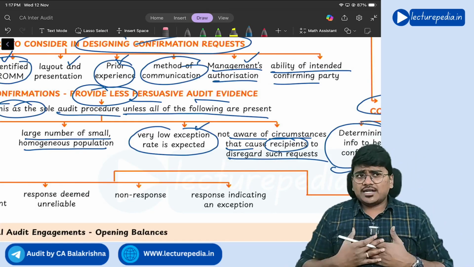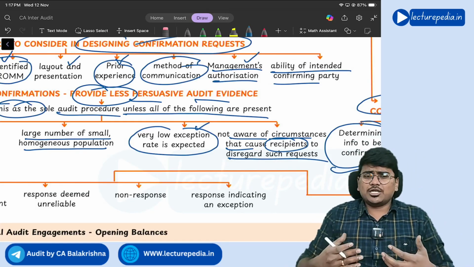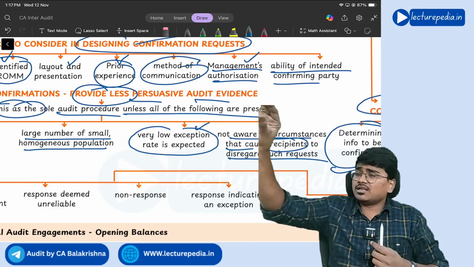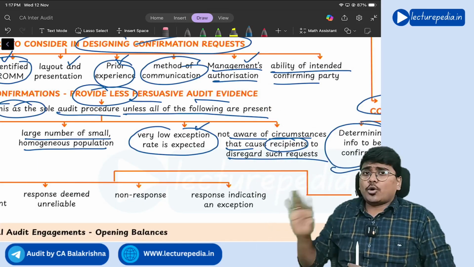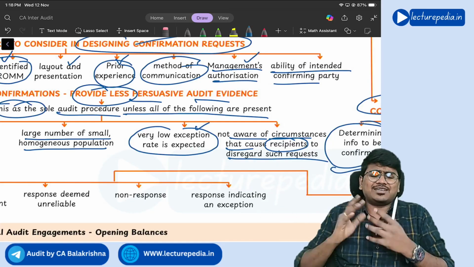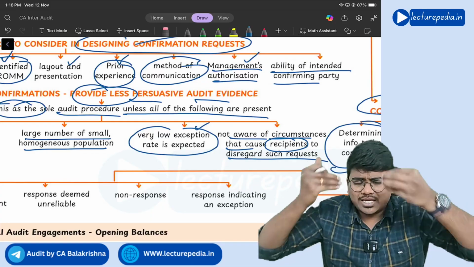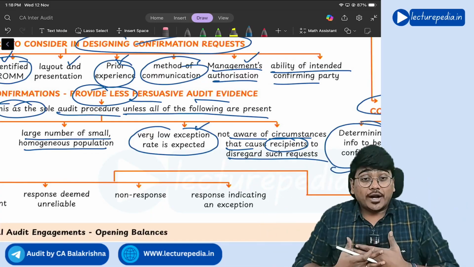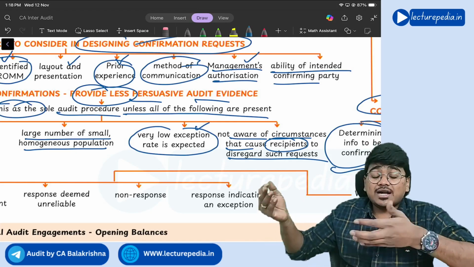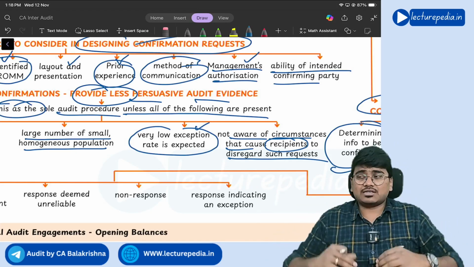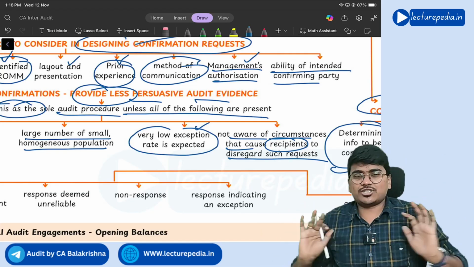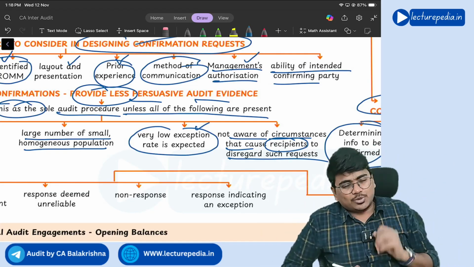Not aware of the circumstances that cause recipients to disregard the request. So the auditor does not have anything to believe that if I send a request to the third party, he will take that request and throw it in the dustbin. Understanding? Throwing it in the dustbin means not considering that request, not at all looking at that request. So the auditor doesn't have anything to believe that the third party will disregard his request. In that situation also you can use negative confirmation request.